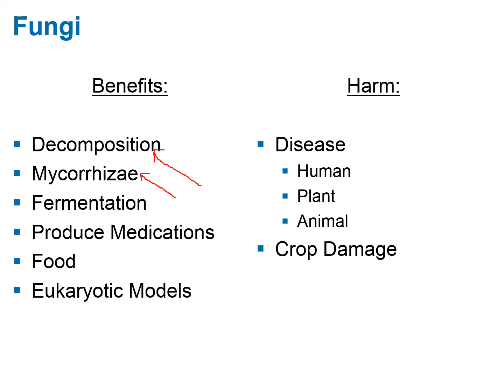Yeasts are master fermenters. They take sugar and turn it into alcohol, ethanol specifically, and carbon dioxide, which is why they're important ingredients in bread and alcohol production. Or they turn sugar into lactic acid, which is why they're important in making sourdough bread.